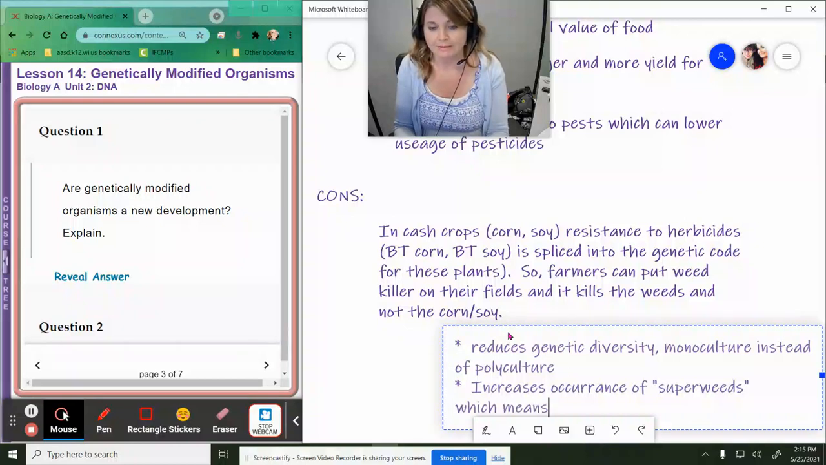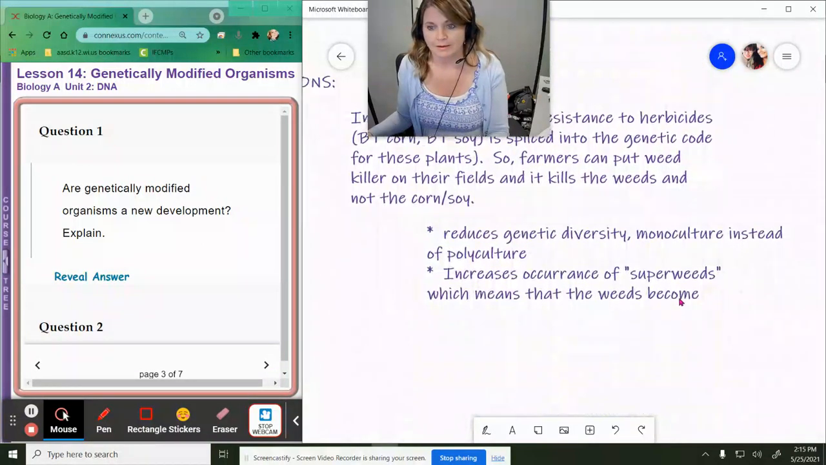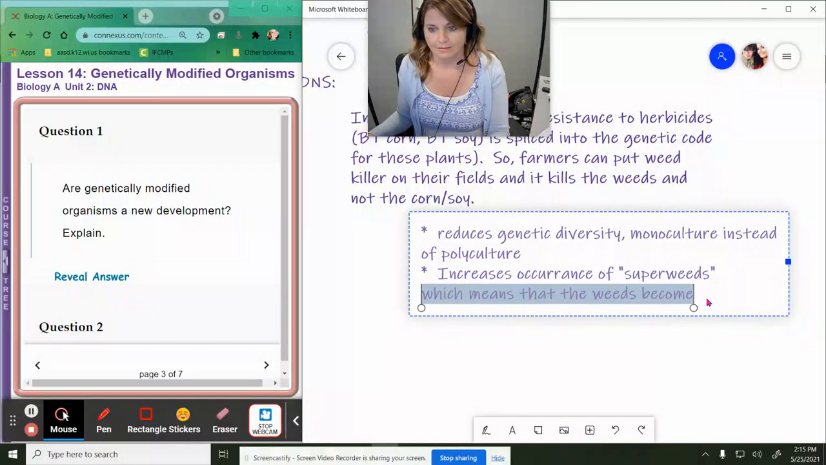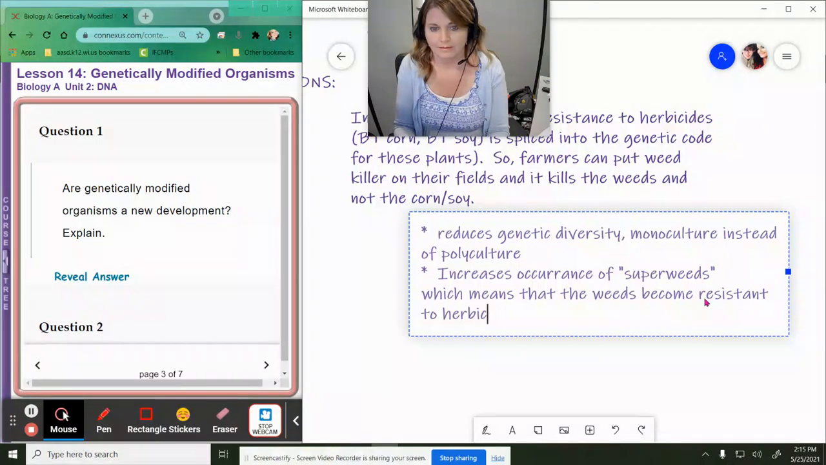So I'm going to put, which means that the weeds become resistant.